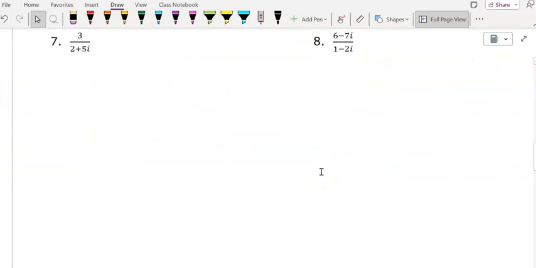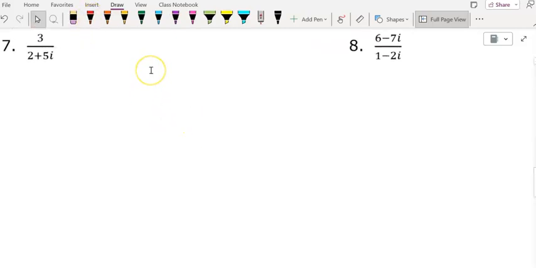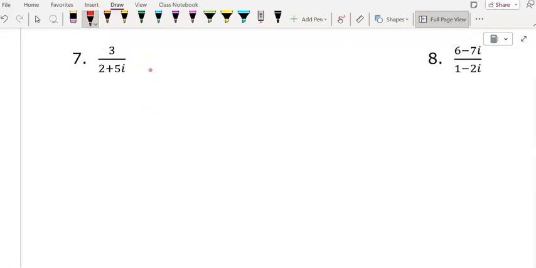Okay. All right. Number 7. For this one right here, I have a square root in my denominator because I have a 5i. So I need to go ahead and get rid of the square root in the denominator. So what I'm going to do is I'm going to multiply by the conjugate to top and bottom. So the conjugate is 2 minus 5i to both the top and the bottom. So that means up top here, I'm really just going to take this 3 and I'm going to distribute it here. And then on the bottom, I'm going to end up FOILing.